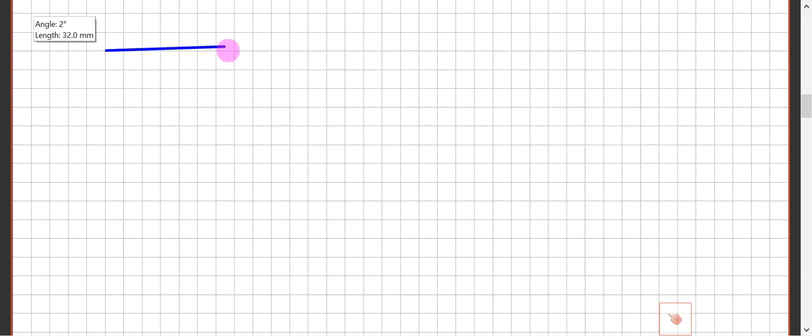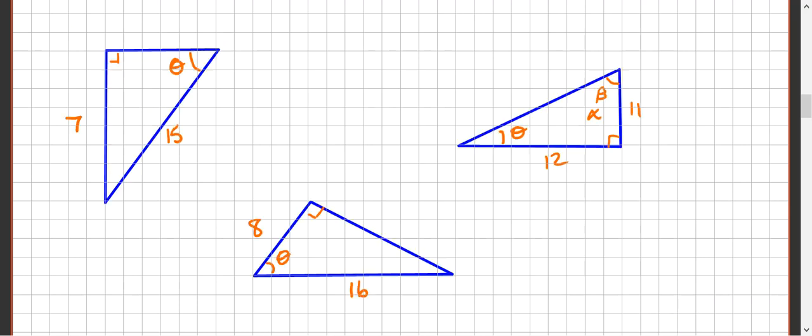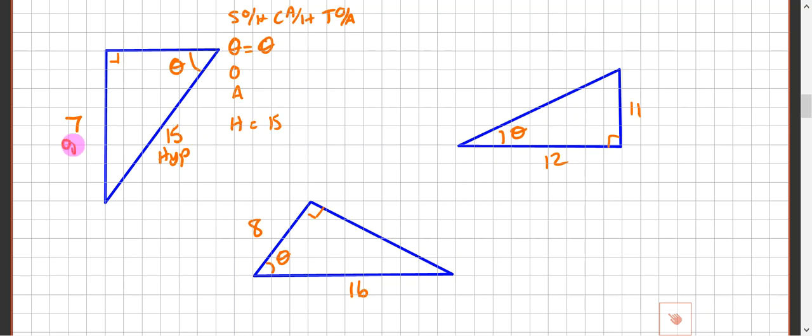Alright, couple of questions. Let's work out some angles. So, let me pause. Solve for theta in each case. With this one, opposite is 7. We should be doing SOHCAHTOA. It's always the same thing. Theta, opposite, adjacent, hypotenuse. 15 is the hypotenuse. 7 is the opposite.